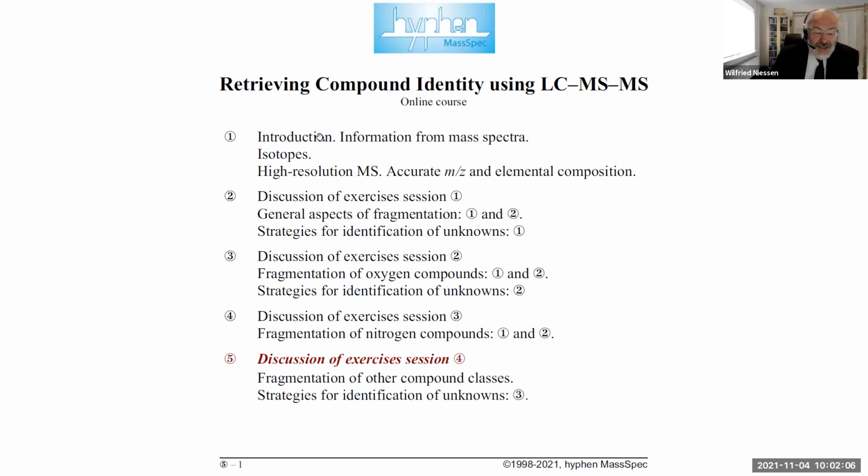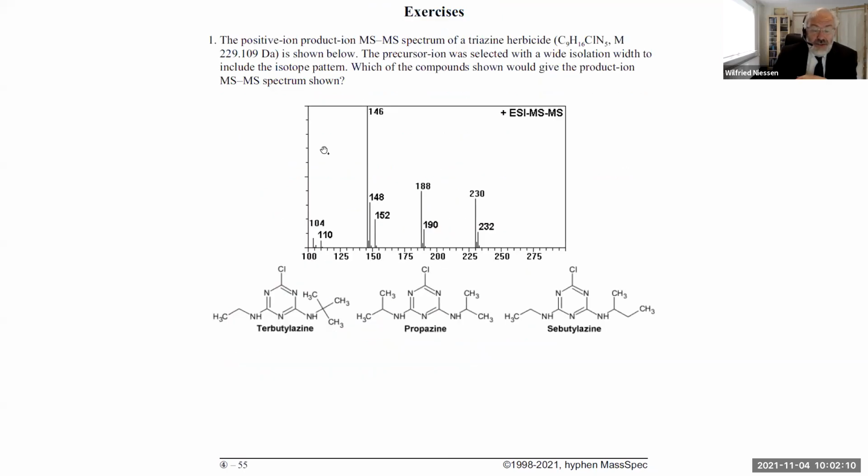Okay, let's go over the exercises. And of course, as usual, the floor is yours. So the first exercise is which of the three structures drawn will give the spectrum shown? So I don't know, maybe I can start. Can you hear me well? I can hear you well. Okay, good.